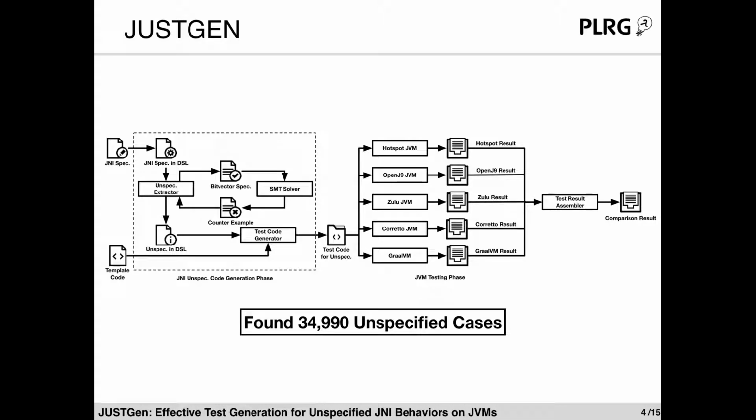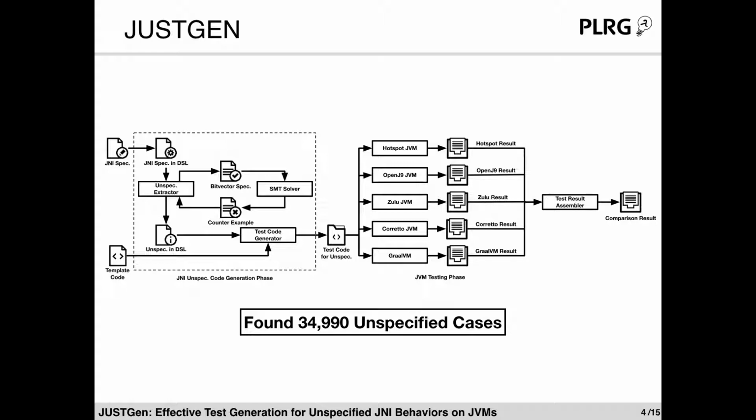So in order to understand whether JVMs properly validate the invalid usage of JNI functions, we developed a framework called JUSTGen. The input for JUSTGen is a JNI specification expressed in our domain-specific language. JUSTGen first automatically converts the input data to a bit-vector expression that the SMT solver can understand. Then JUSTGen finds unspecified cases by utilizing the SMT solver. Our tool found 34,990 unspecified cases.